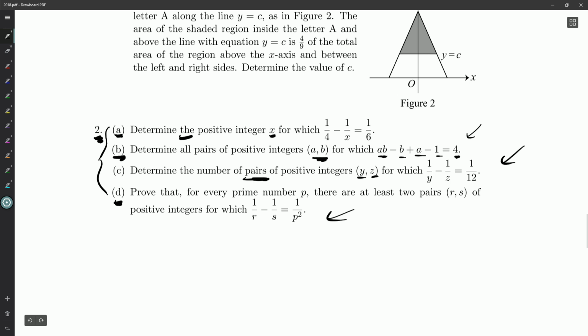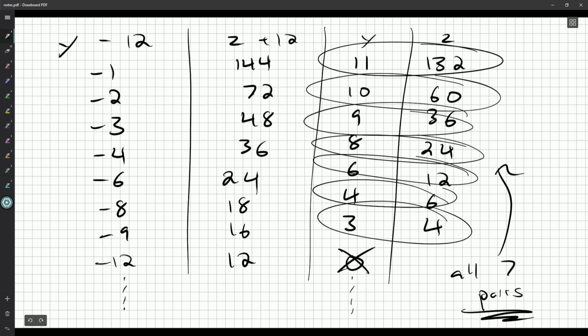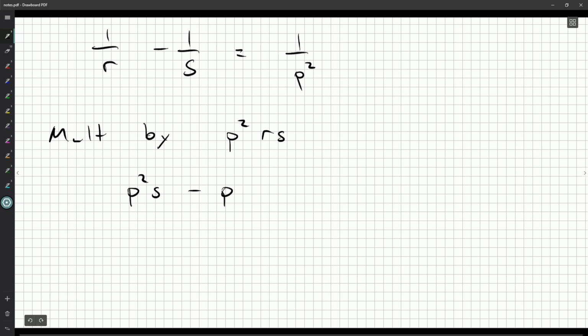Now, D part. Prove that for every prime number p, there are at least 2 pairs r, s of positive integers for which 1 over r minus 1 over s is equal to 1 over p squared. So I think the same sort of reasoning should work. Right? The exact same work we just put into it. 1 over r minus 1 over s is 1 over p squared. And so multiply by p squared rs. You'll get p squared s minus p squared r is equal to rs.